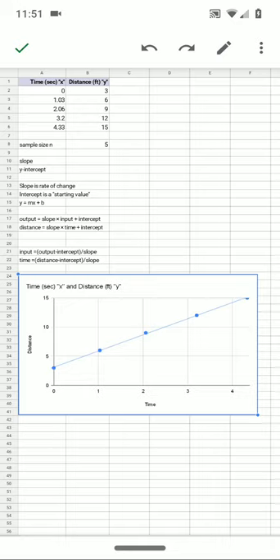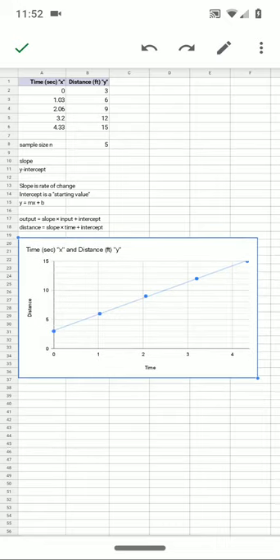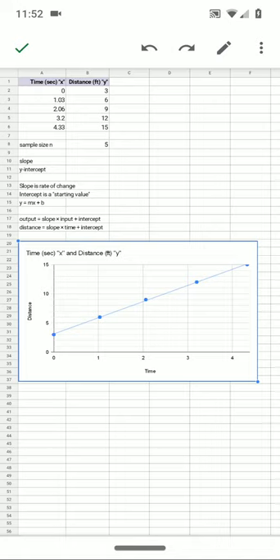And that line tells you that if you have values along the x values, you can predict the y value. That is, if you know a time, you can predict what the distance will be. And if you know the distance, you can predict what the time is likely to be.